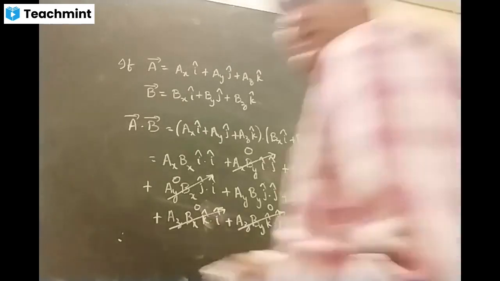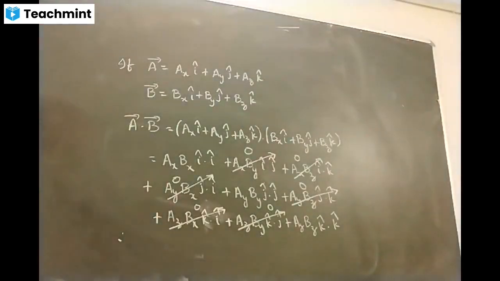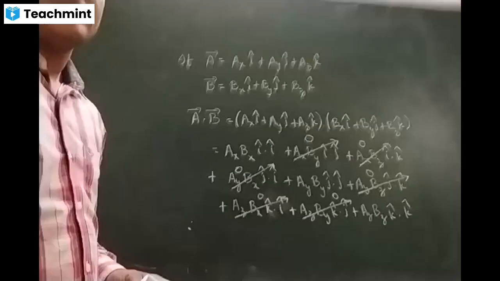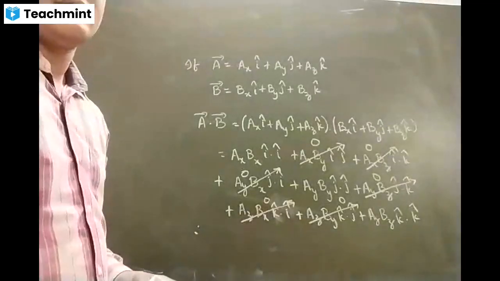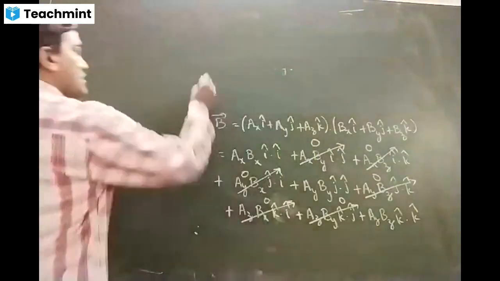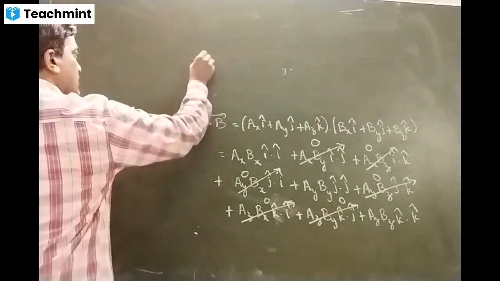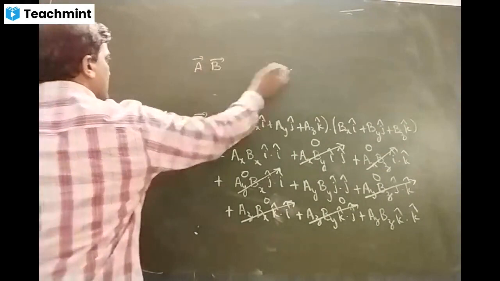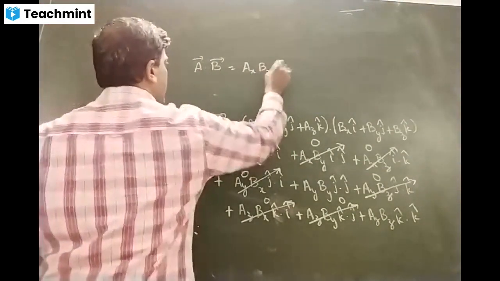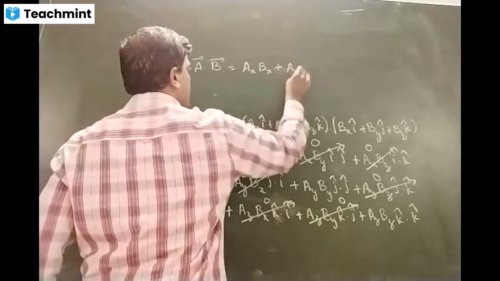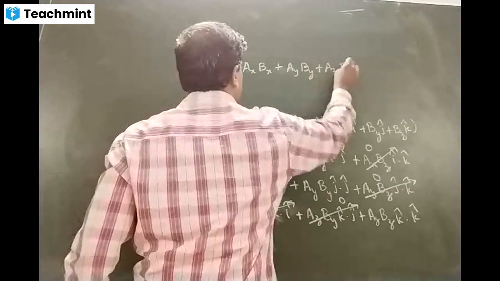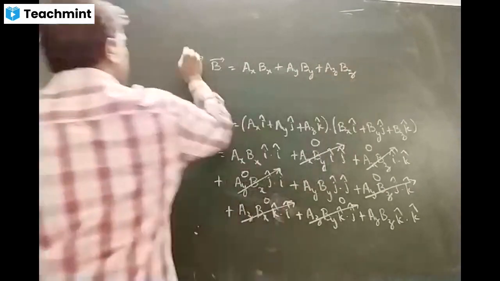Okay, so what is the final result? AX BX plus AY BY plus AZ BZ. Okay, so I got A bar dot B bar as AX BX plus AY BY plus AZ BZ.